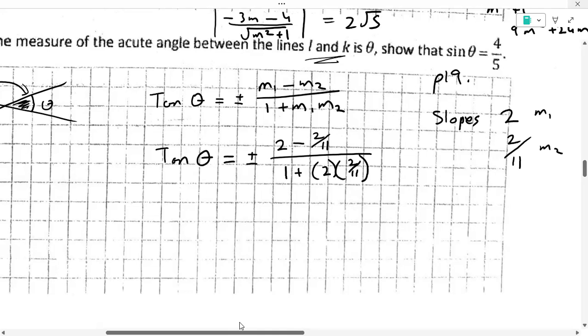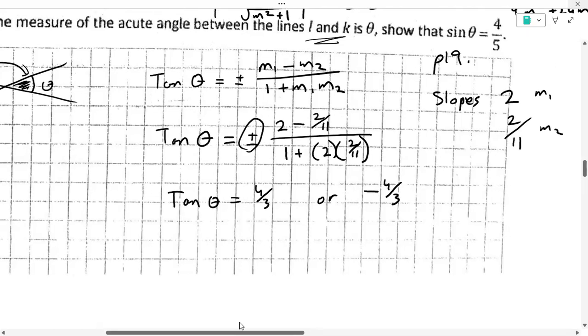Now, my calculator is basically going to do this job for me. So once I put it into my calculator, you can try it yourselves, one answer is going to be 4/3, and the other answer is going to be minus 4/3. So in other words, one is the positive version and one is the negative. That's because of the plus minus.